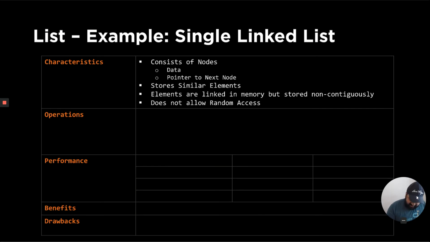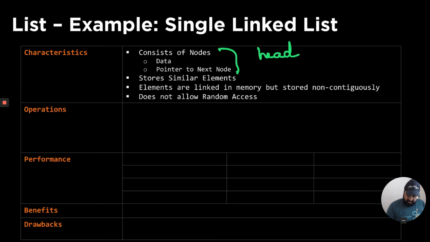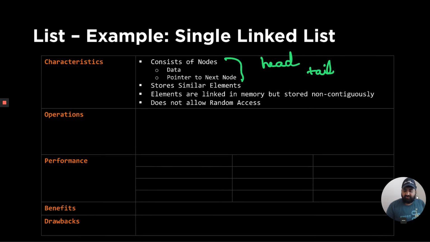So again, lists consist of nodes which contain data as well as a pointer to the next node. There might be a head node. It's usually the case that we always have a head node. There might be a case where we may have a tail node. So right now we are describing the characteristics of just the single linked list without head, without tail, sorry.